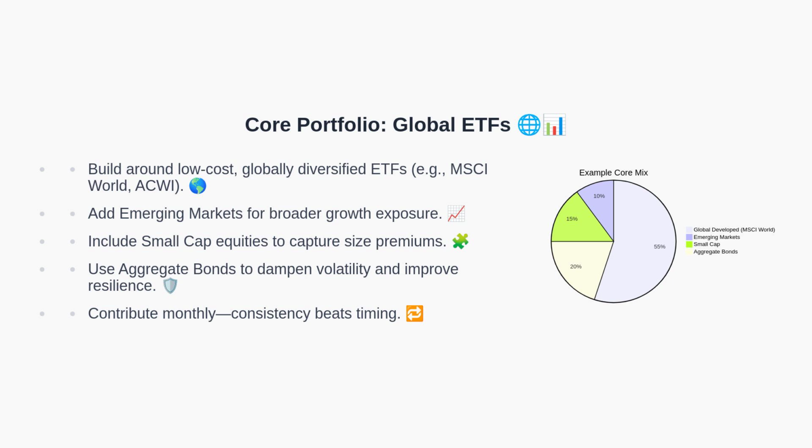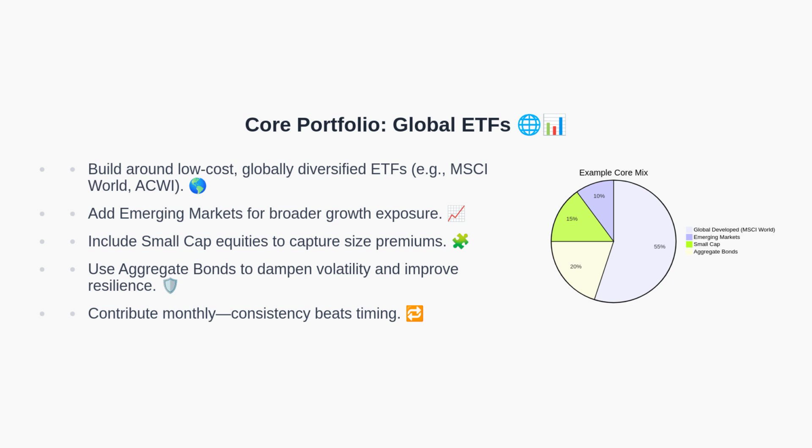For long-term growth, low-cost global ETFs make a robust core. This often means using a developed markets index like MSCI World or an all-country index like ACWI. You can complement this with emerging markets exposure for broader growth and small-cap equities to capture potential size premiums. To stabilize the portfolio and reduce drawdowns, include aggregate bonds. The pie chart shows an example allocation, though actual weights should reflect your risk tolerance and circumstances. Above all, contribute monthly. Consistency in contributions typically matters more than trying to time the market.